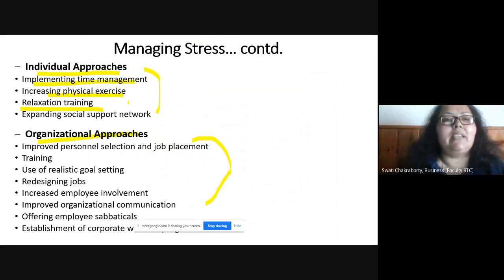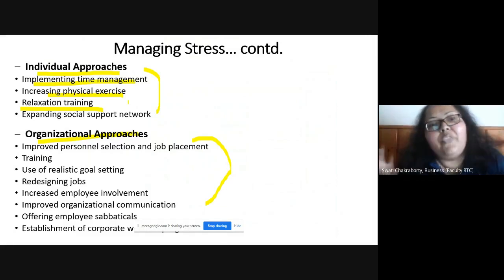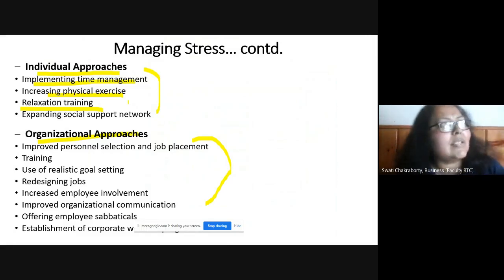Relaxation training: you need to know how to relax yourself. It could be reading a book, seeing movies, listening to music, sometimes just watching nature, birds singing, people going out and walking. Just listening, seeing them, looking at nature, that also calms you.